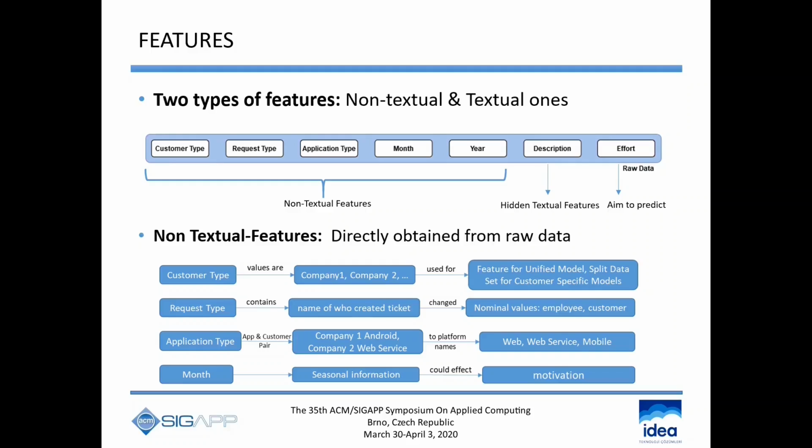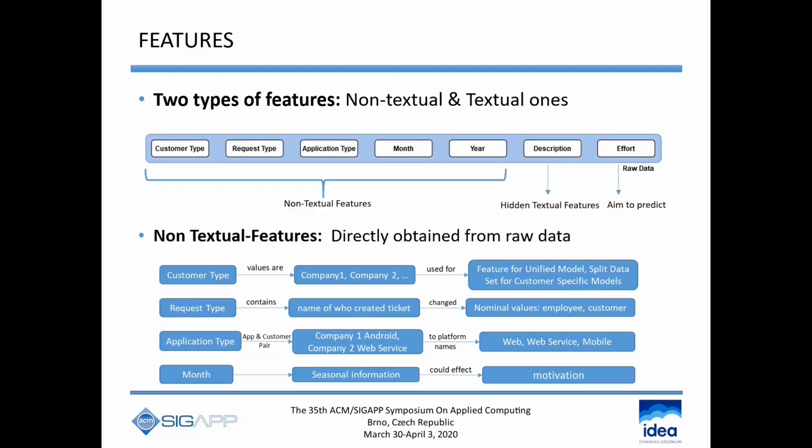We use these features as our effort estimation inputs. For non-textual features, we don't need complex pre-processing, but we had to apply some simple pre-processing steps. Here is what we have done about this. Customer type is a nominal feature that contains customers' names such as customer 1, customer 2, and so on. This feature shows which customer made the request.